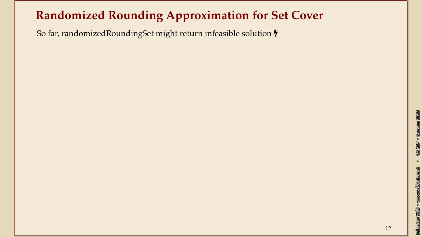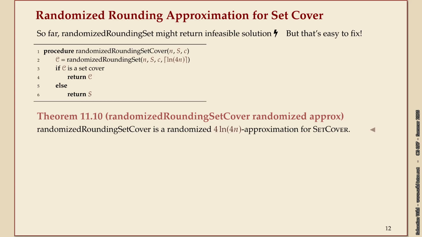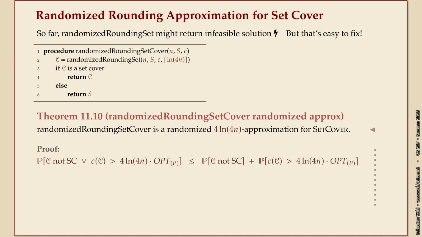Now this is not an approximation algorithm in the way we defined it, because it sometimes returns a solution that's not actually a solution. It's not even feasible. In this case, that's easy to fix by, if the algorithm fails, just taking all sets. So you run your randomized rounding. If the output is garbage, then you output all of the sets, otherwise you keep it. And with that, you can show that this is a randomized 4 log n approximation for set cover. And we've basically done that.